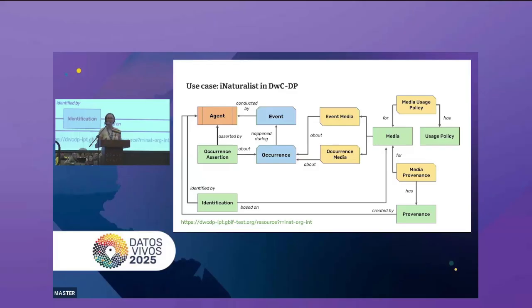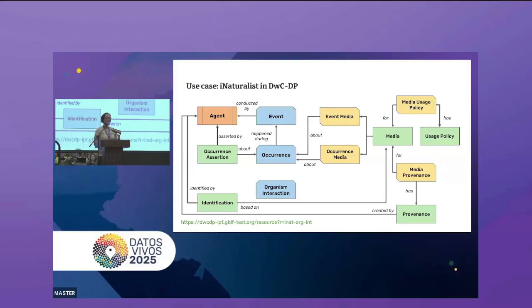All right, so now we've got these join tables in here. Those are the ones in yellow. So now, when it comes to media, we've got media both about the event and media about the occurrence. We've got the media usage policy, which connects the media with the usage policy. We've got provenance media connecting those two boxes. So this is sort of the core, this is how most of the iNaturalist data that we are currently sharing through the Darwin Core Archive would get mapped to the data package.